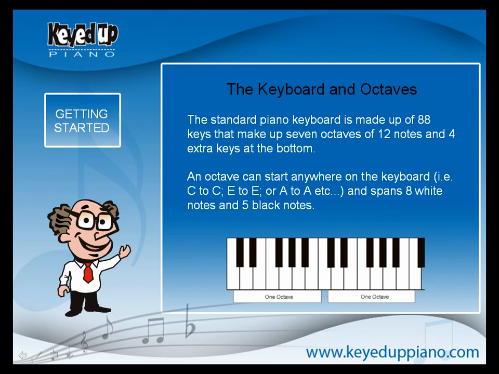A standard keyboard is made up of 88 keys that make up 7 octaves of 12 notes and 4 extra keys at the bottom or at the top, however you want to look at it. An octave can start anywhere on a keyboard. For example, it can go from C to C, or E to E, A to A, F sharp to F sharp. It spans 8 white notes and 5 black notes.